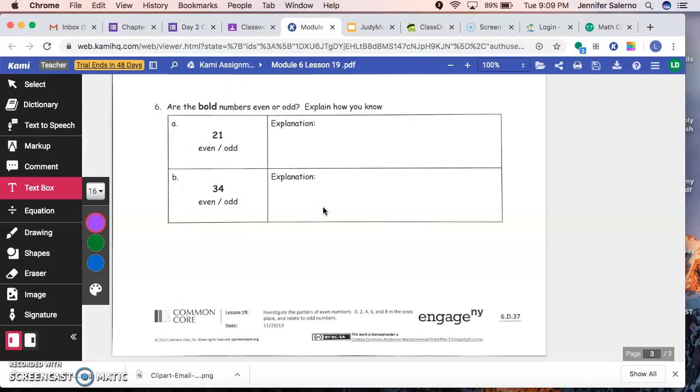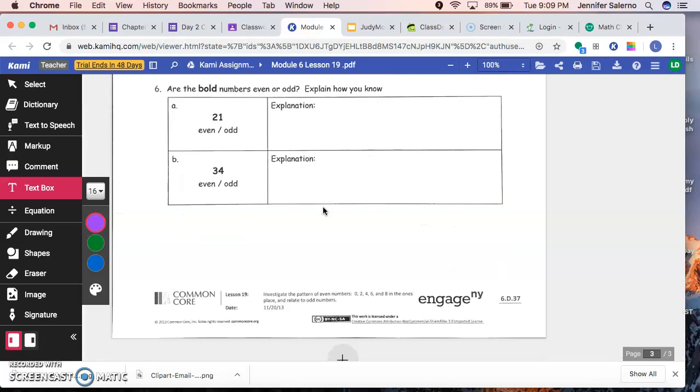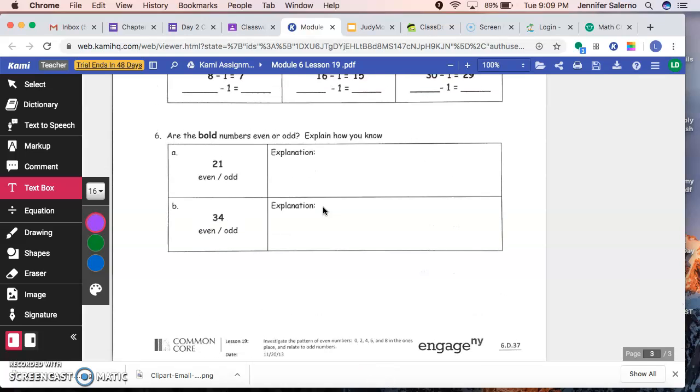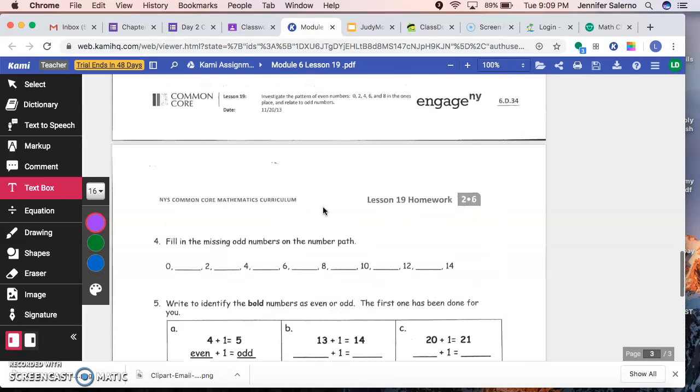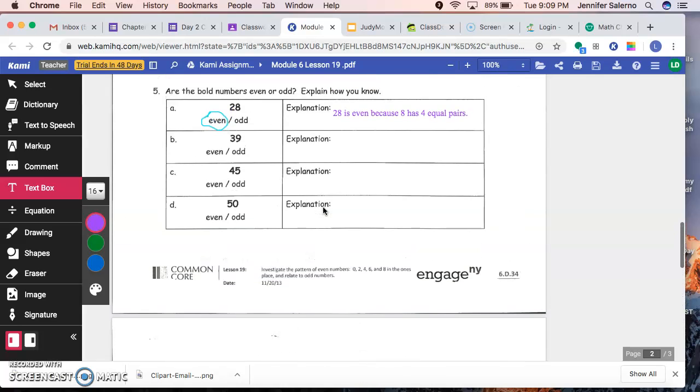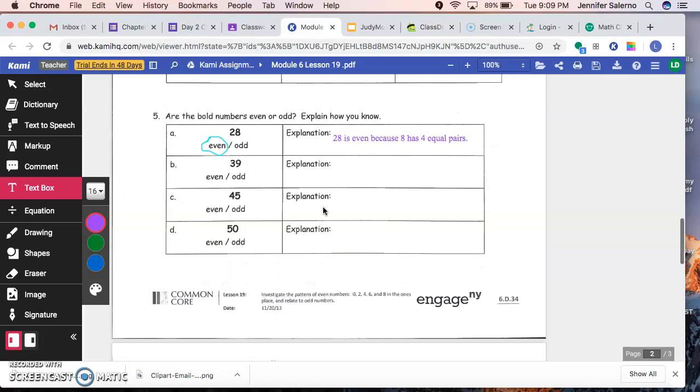So this is a pretty good lesson, I think. Just a review again of even and odd and making sure we understand the difference between them. If you have any questions at all, you're confused, or anything that I think might be a little tricky for you is the explanation. So if you do want me to look it over, or you have questions on your explanation, just please message me and I'll help you out.